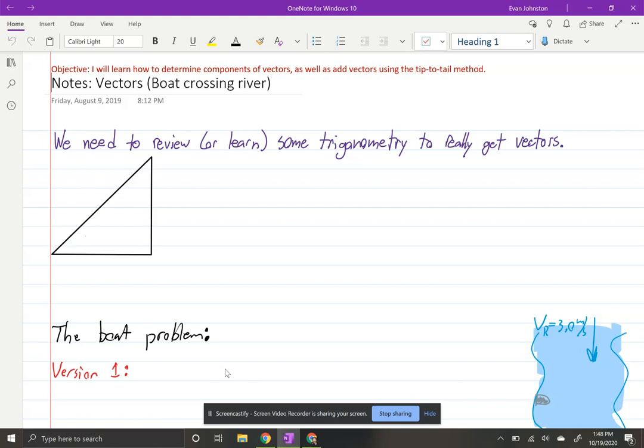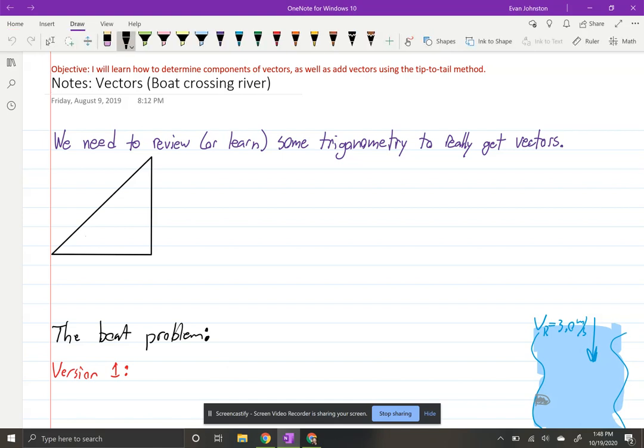Then what we've got to do first is review or learn some trigonometry to really get how to do this stuff with vectors. Trigonometry is actually the mathematical study of triangles and their side lengths and their angles. That's actually what trigonometry means. We're going to go a little more in depth today to figure out how to use trigonometry to find values of vectors.